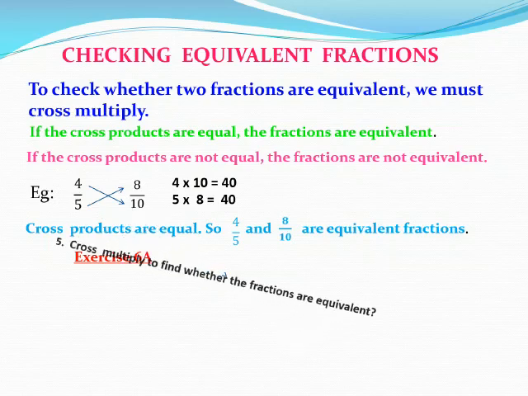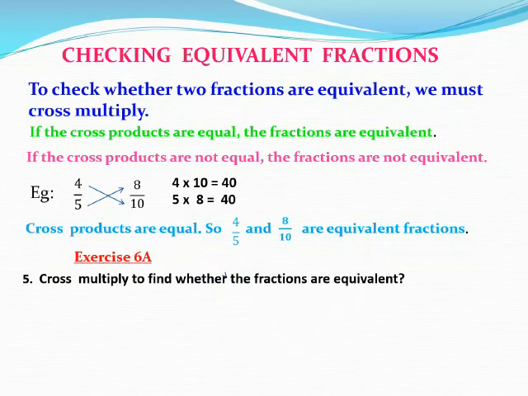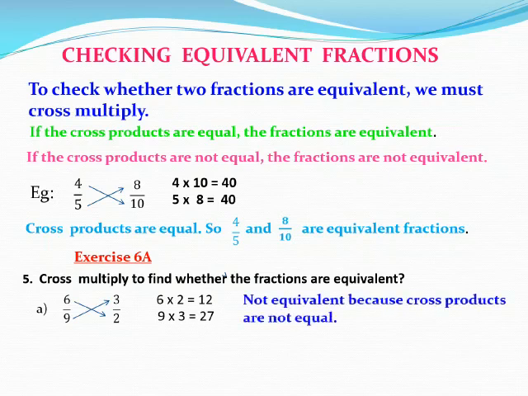Now we'll see the next question. Exercise 6a, question number 5. Cross multiply to find whether the fractions are equivalent. Let us see. First question, 6 by 9 and 3 by 2. See the cross products. 6 into 2 is equal to 12. Next, 9 into 3. 9 3s are 27. Are they equal? No. So they are not equivalent. Cross products are not equal. So 6 by 9 and 3 by 2 are not equivalent fractions.